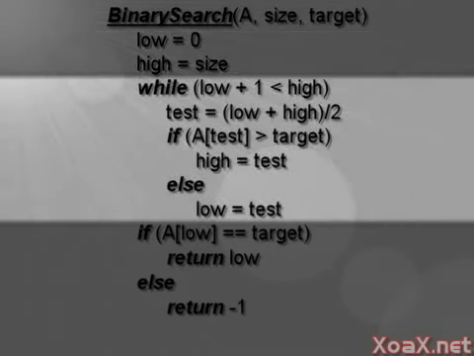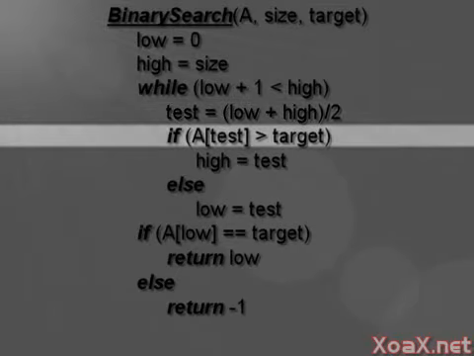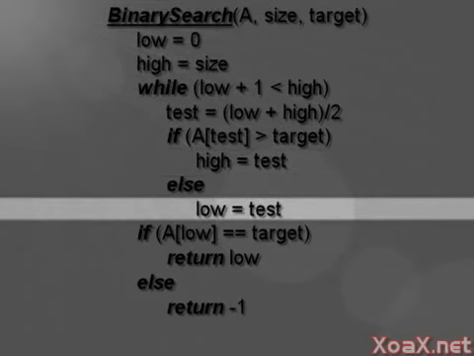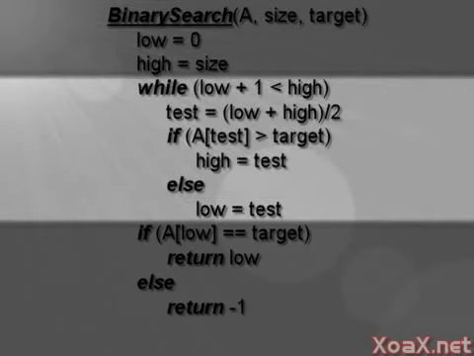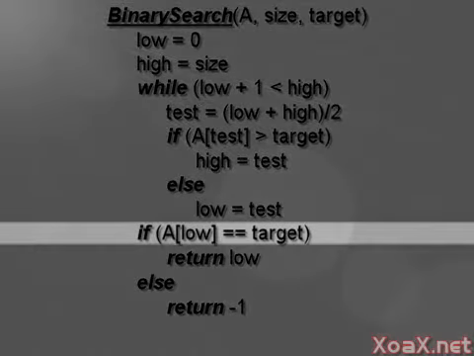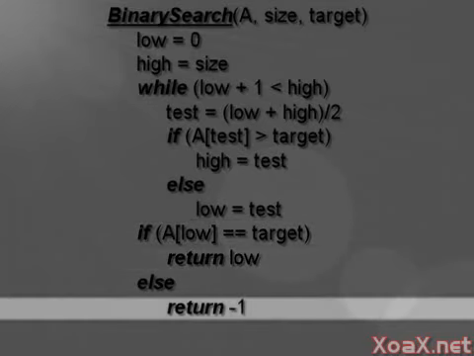Then we run a while loop until the viable set has only one element. The while loop repeatedly takes the average of low and high as a test value. If the test value is higher than the target, we set high to the test value. Otherwise, we set low to the test value. This keeps the viable set bracketed. Once the while loop exits, we have only one viable entry at low. So we test it for equality and return low if it is the target. Otherwise, we return -1 to indicate that the target isn't in the array.